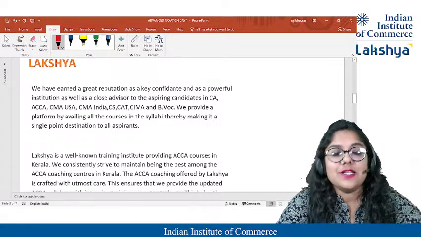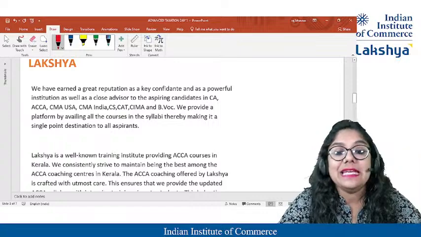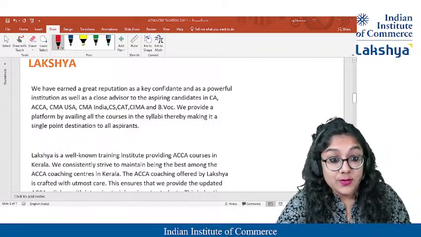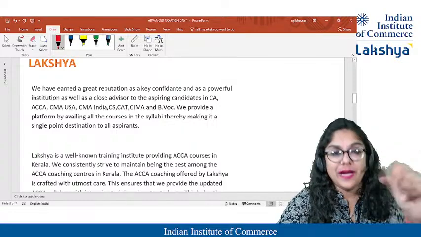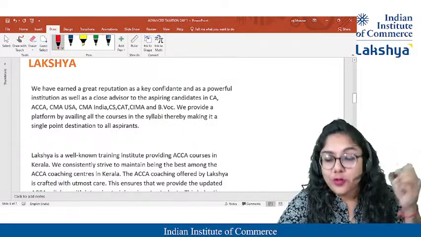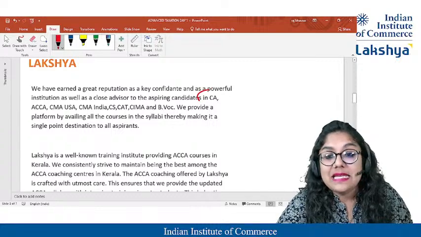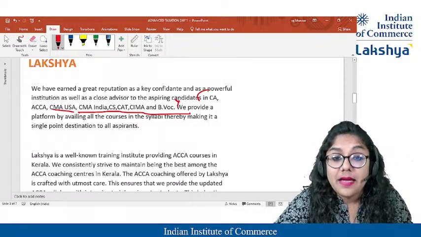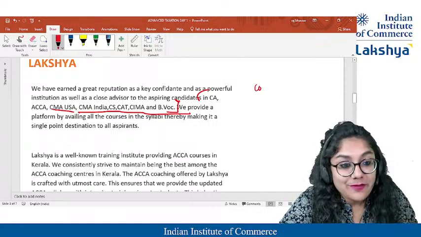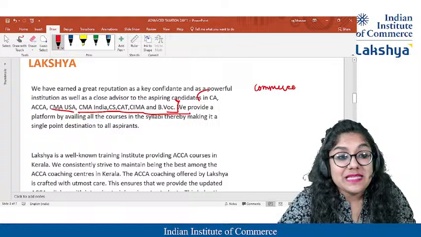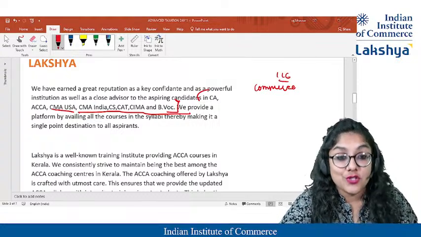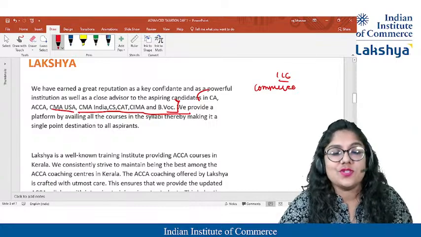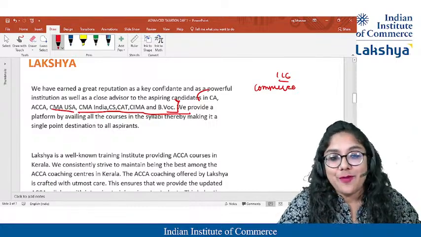which makes aspiring chartered accountants and aspiring candidates, not just in one or two courses of commerce. Whichever commerce course you touch, we are going to be at the top notch, whether it is CA, ACCA, CMA US, CMA India, CS, CAT, CIMA, and more. No matter which commerce field you touch, it's IIC Lakshya, the Indian Institute of Commerce, a huge platform for studying.